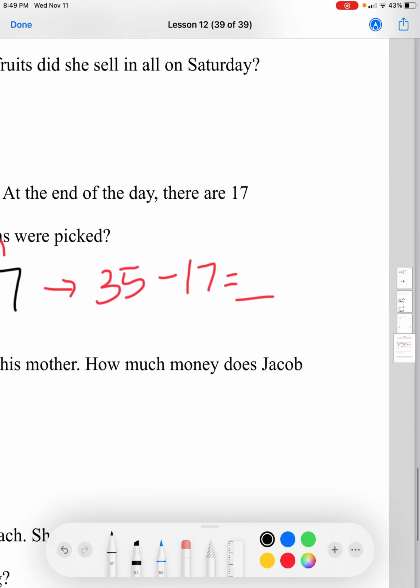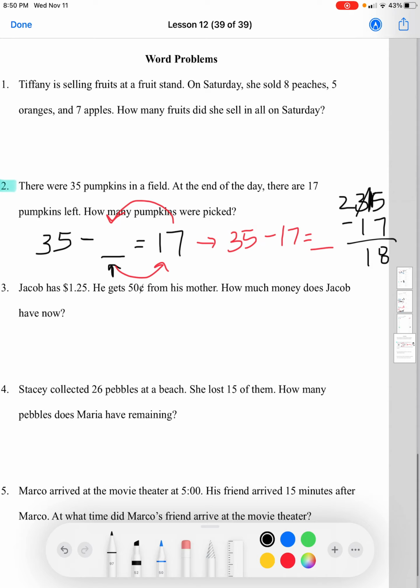So if we subtract, we'll basically regroup again. So we'll take 1 from the tens and then add it to the 5 right here. So 5 plus 10 equals 15. So this will become 15 minus 7, which equals 8. And then 2 minus 1 equals 1, so 18. So 18 pumpkins were picked.